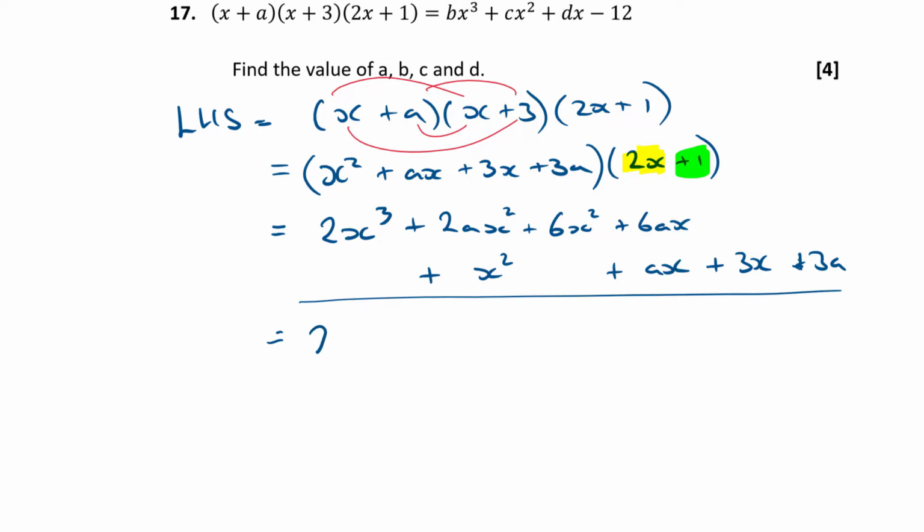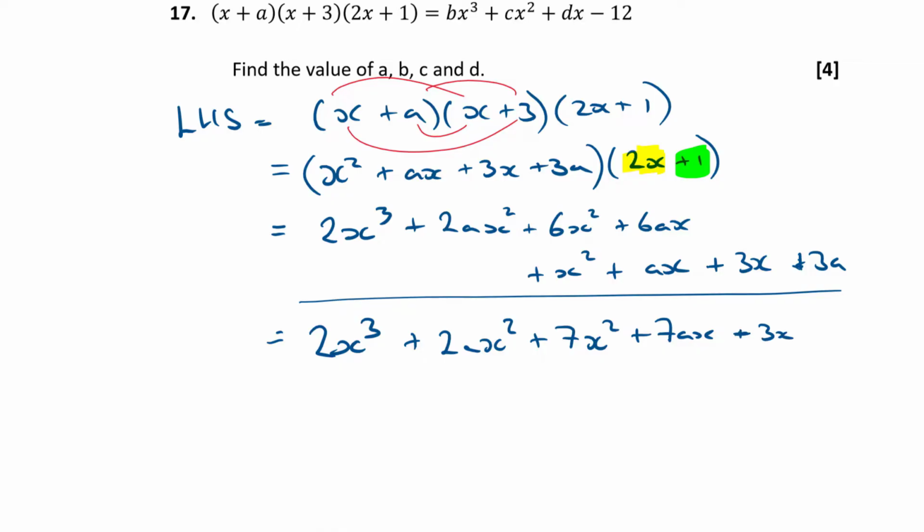So I've got 2x cubed, I've got 2ax squared plus 6x squared plus another x squared. So that's going to be 2ax squared plus 7x squared. Might have been easier if I'd written that under that one. And then I've got 6ax plus ax, which I make to be 7ax. And then I've got 3x by itself and a 3a by itself. Okay, so going through this a bit more carefully now.